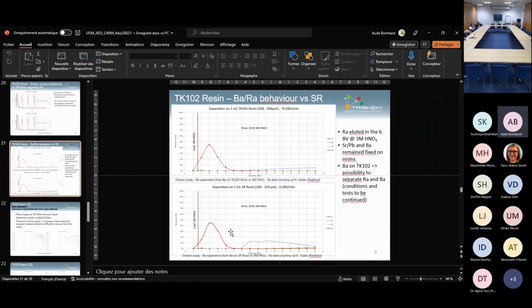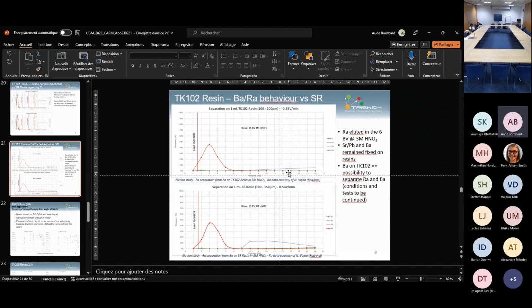And the last thing on this resin is the separation of radium and barium. This is something I think Stefan will talk a little bit more about in his own presentation. What is interesting when you compare the TK102 resin with the strontium resin is that the radium is not retained on those resins, but what you can look at is the barium. There is a kind of leakage of the barium on the strontium resin that you don't see, or there is one also on the TK102, but it's very small and not so high as on the strontium, meaning that there's probably a way to do a really good barium-radium separation. And this is something that is of great interest. So it's tested, and I think Stefan has some more information about that.